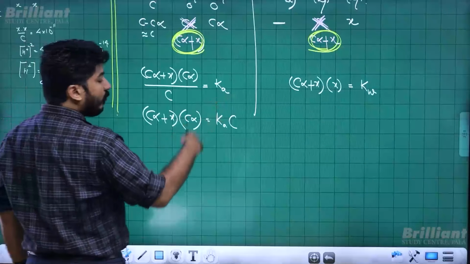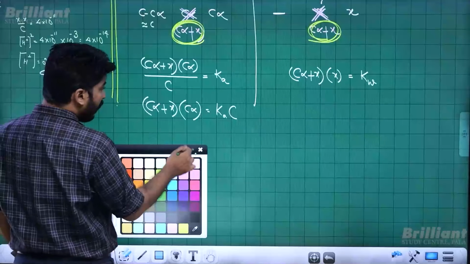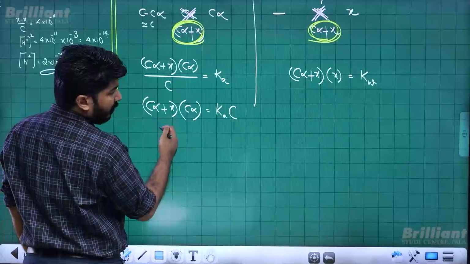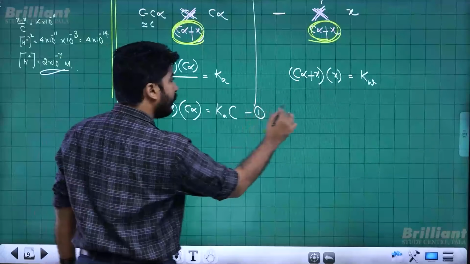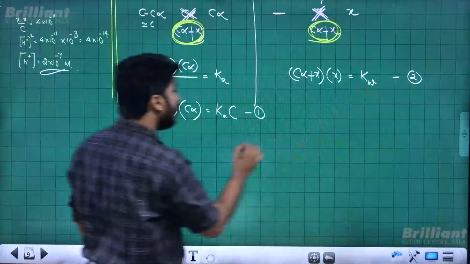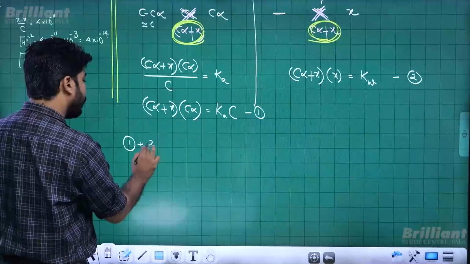Both these equations are valid in this case because these are two simultaneous equilibria happening in the medium. So how to solve these two equations? Just add them. If we add these two equations, let's call this equation 1 and that equation 2, now do 1 plus 2. That's just a mathematical trick.